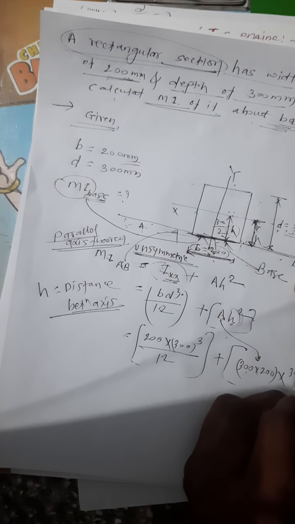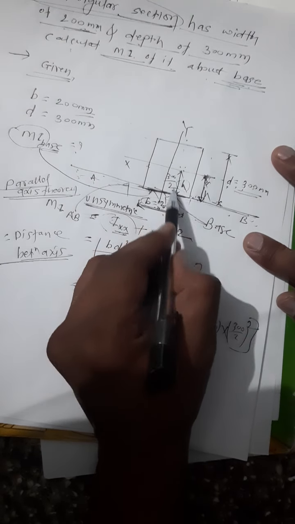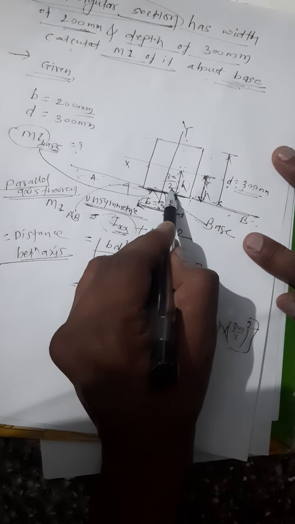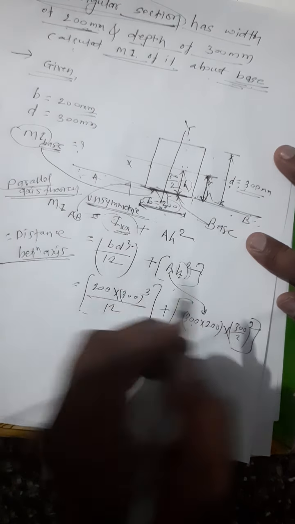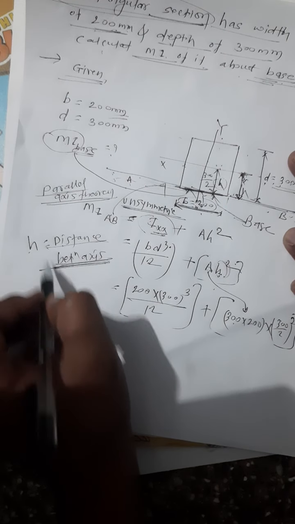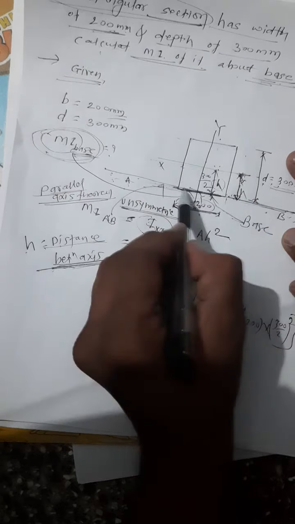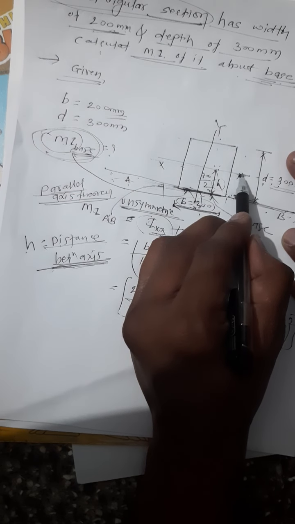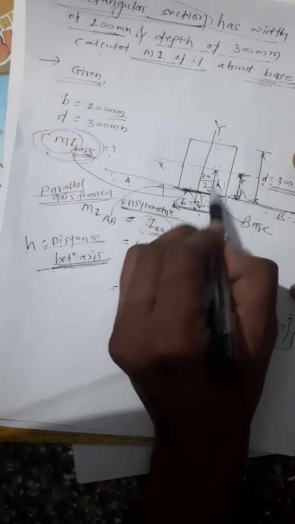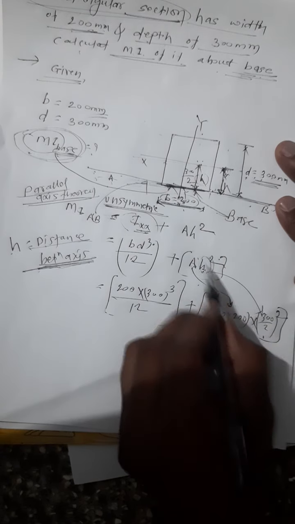So h is 300 by 2, half of the depth, and we take its square. H means the distance between the axes. This is one axis, this is another axis. Why do we take it from here? Because they want to calculate MI from the base. From the base to the axis of this plate, how much distance is there? 300 by 2, half of this. So 300 by 2 is h, and it is squared.